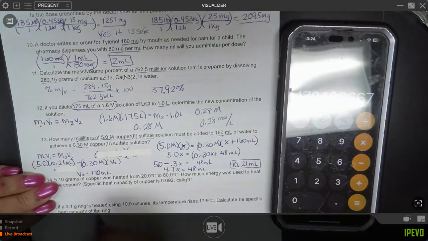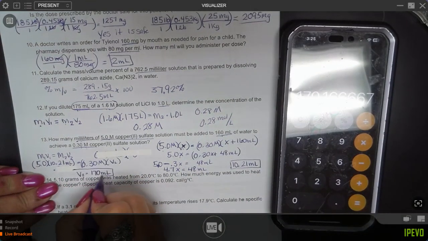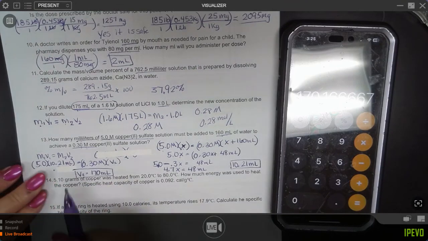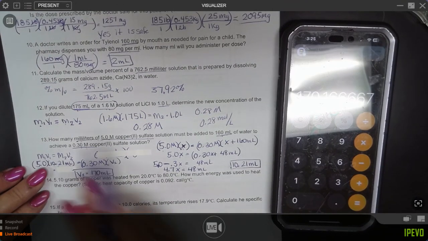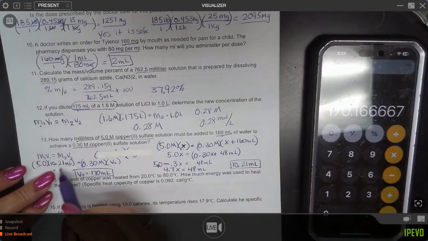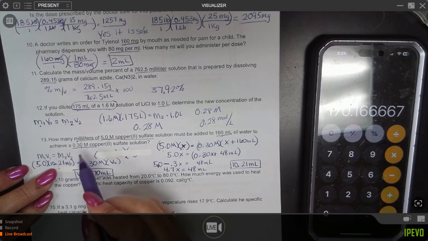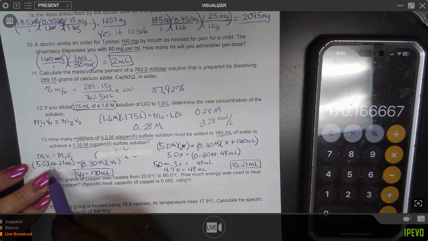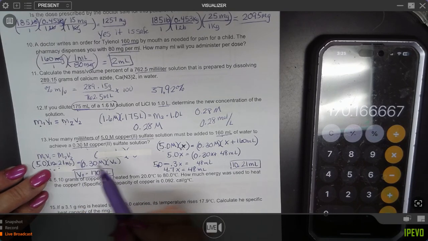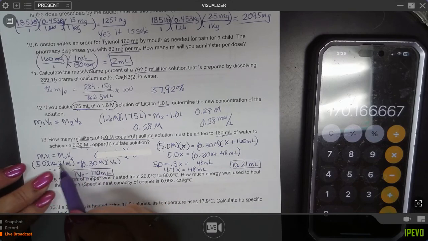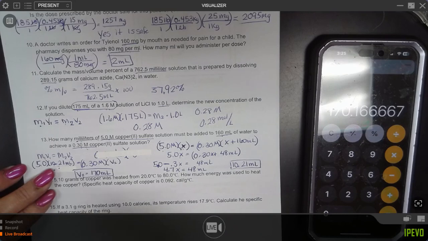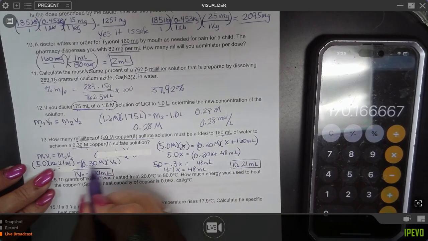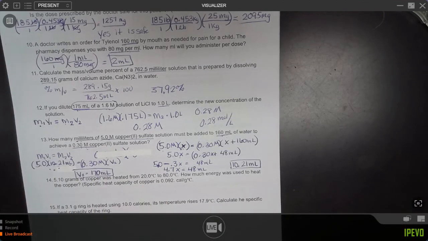Now, does that make sense? Okay, so think about this. Remember, we want to make a 0.3 molar solution, and we're asking how much water do we add to this? So we have a 5 molar solution. We need 10.21 milliliters of that solution added to 160 milliliters of water, which will make 170 milliliters of our solution.